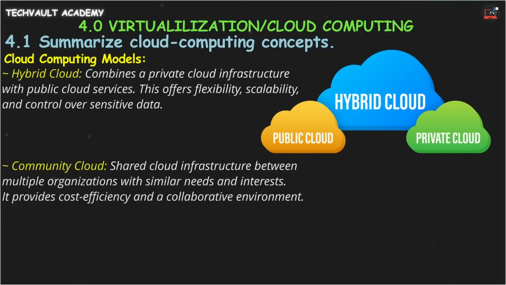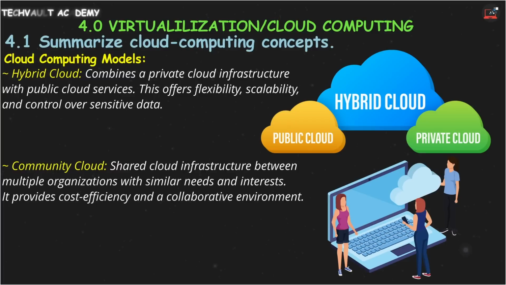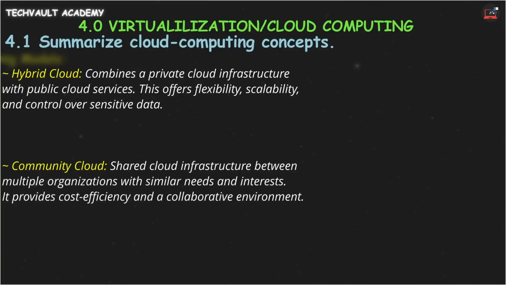Hybrid cloud combines a private cloud infrastructure with public cloud services. This offers flexibility, scalability, and control over sensitive data. Community cloud: shared cloud infrastructure between multiple organizations with similar needs and interests. It provides cost efficiency and a collaborative environment.